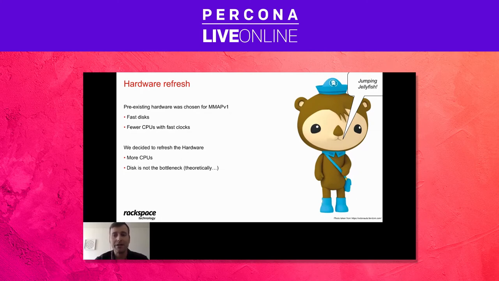MMAP needs fast disks and fast CPUs, while WiredTiger will take advantage of more cores and more CPUs, as it supports higher concurrency. Some of the hardware we were using wasn't suitable for WiredTiger, or better, it wouldn't fit the requirements that we had to meet for the WiredTiger transition. We couldn't utilize it 100% as we wanted to. I mean, it wasn't junk hardware, but not the optimal one.